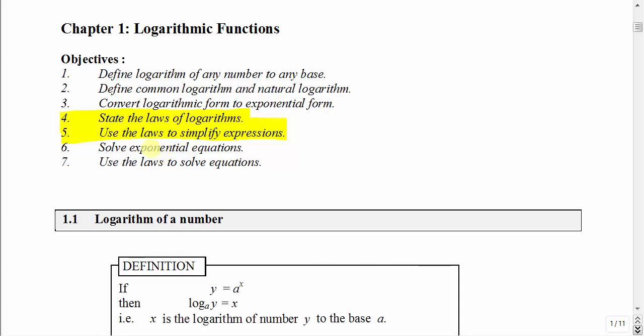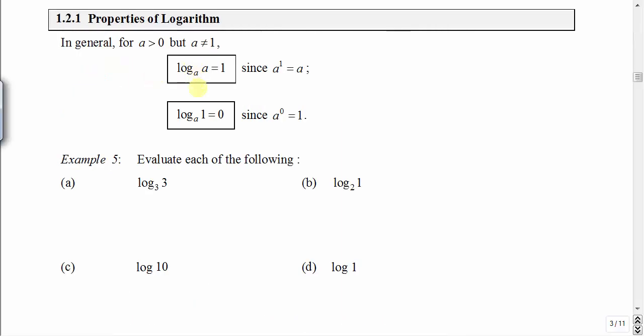In this video, we are going to state the laws of logarithms and use the laws to simplify the expressions. Let's take a look at two properties of logarithm. The first property is when you have a log a with the same base a, this result here will give you the value of 1.